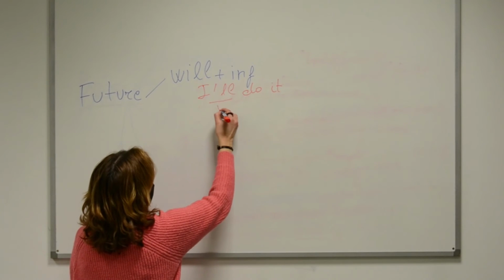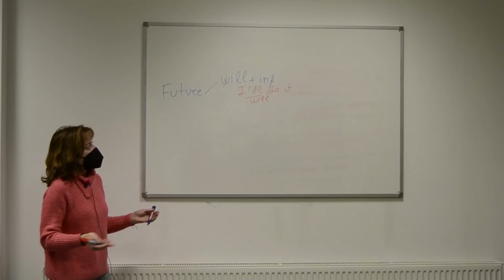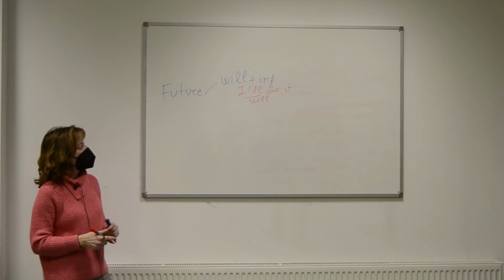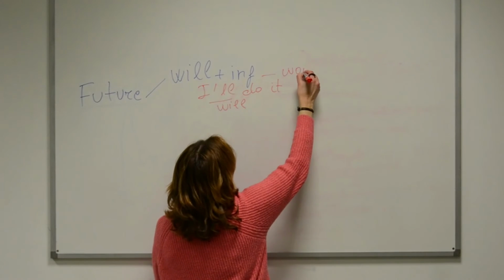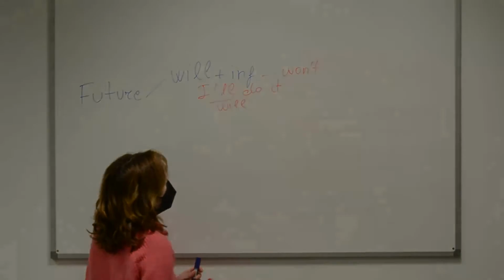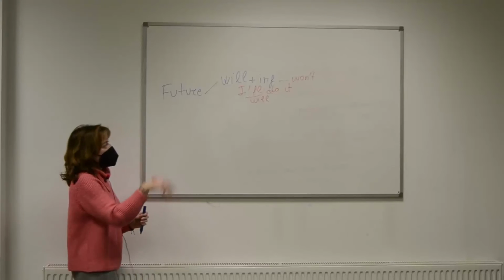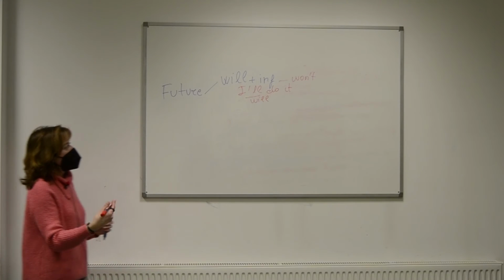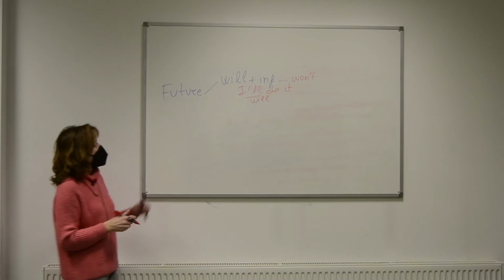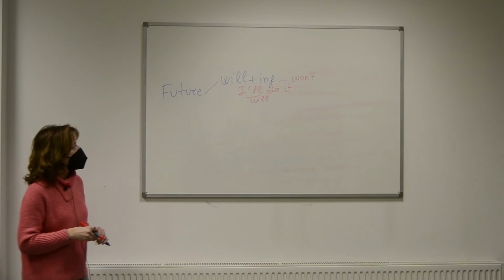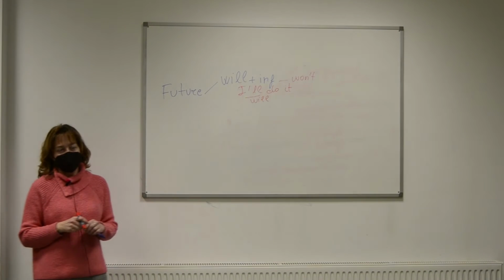This is the contracted form of will, okay? I will do it. Negative and interrogative sentences are formed by adding will plus not, which is won't, for the negative, and changing the order for the interrogative. Instead of saying I'll do it, will I do it? And it's the same. This is one of the common ways of indicating future.